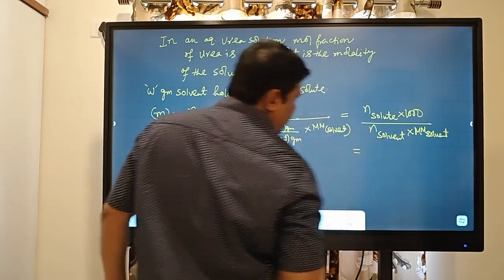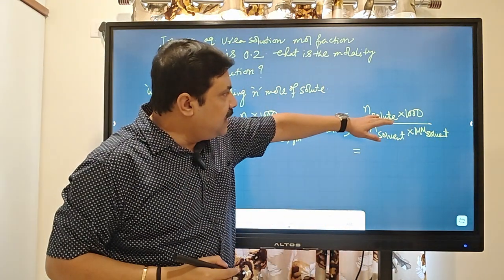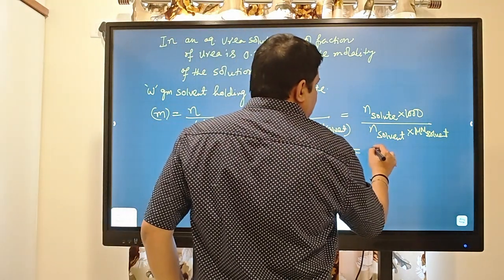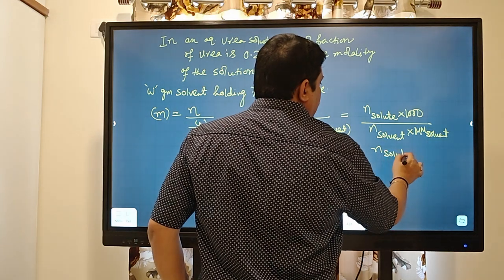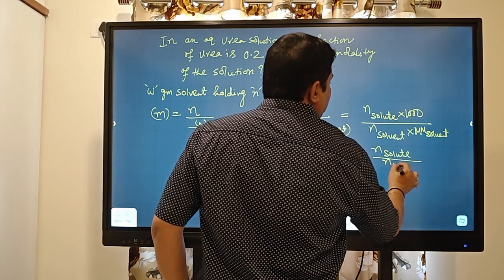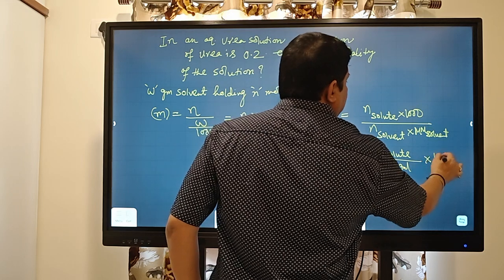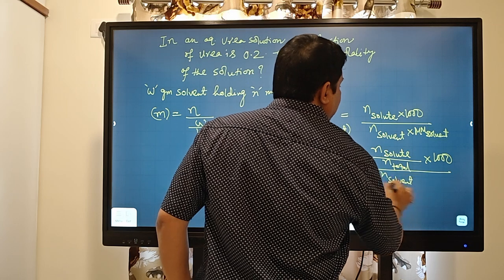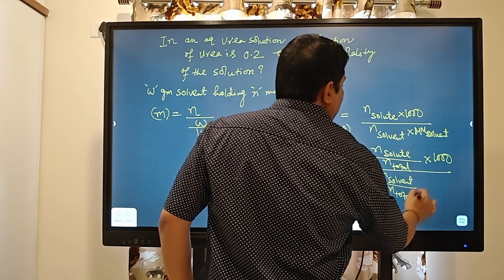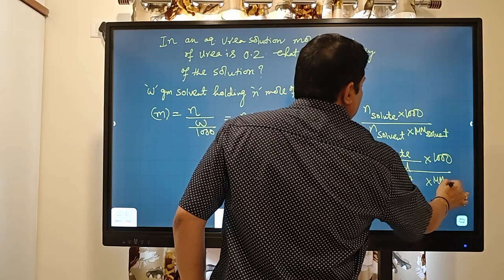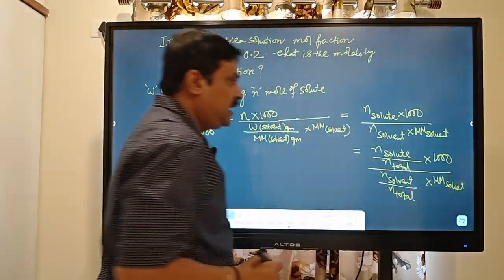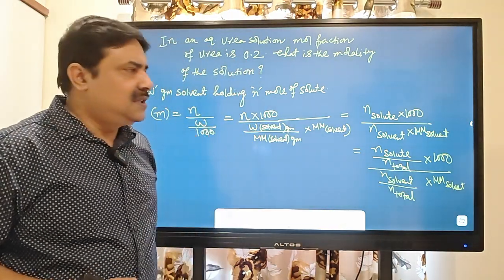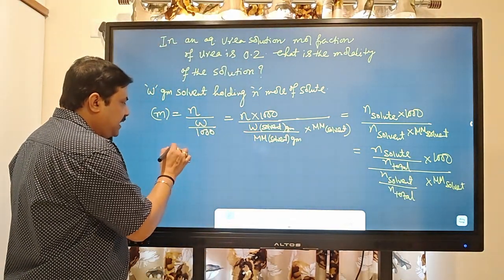Again I can write these things by dividing. Here also I can divide it by the total number of moles, and here also I can divide it by the total number of moles. That is all I am doing. So this is the number of moles of solute by the total number of moles into 1000, and here the number of moles of solvent divided by the total number of moles, and here the molar mass of solvent is there. Now you look at, I am not doing anything. Here also I divided by n total, and here also I divided it. This n total will cancel out.